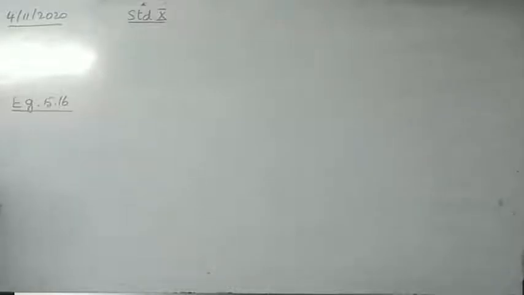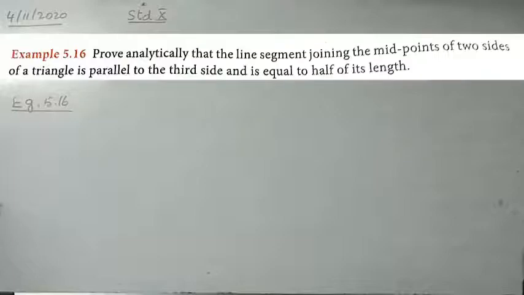Today let us see example 5.16. Prove analytically that the line segment joining the midpoints of two sides of a triangle is parallel to the third side and is equal to half of its length. So this is the question, it is given. No vertex, nothing is given. So let me take a triangle by myself.